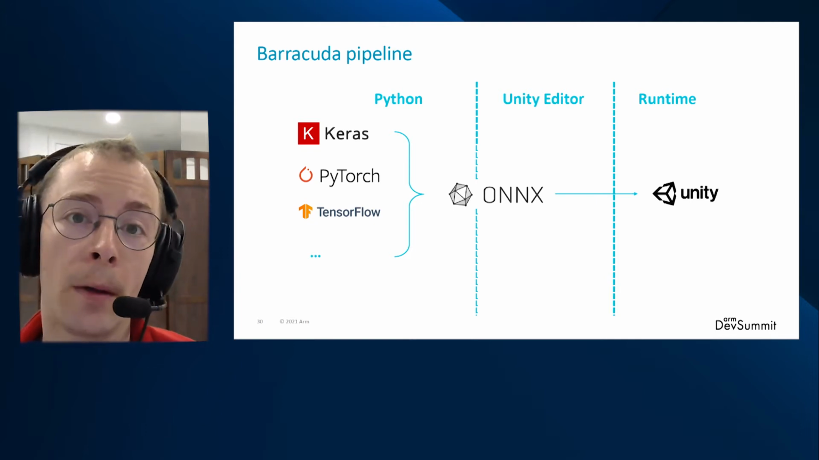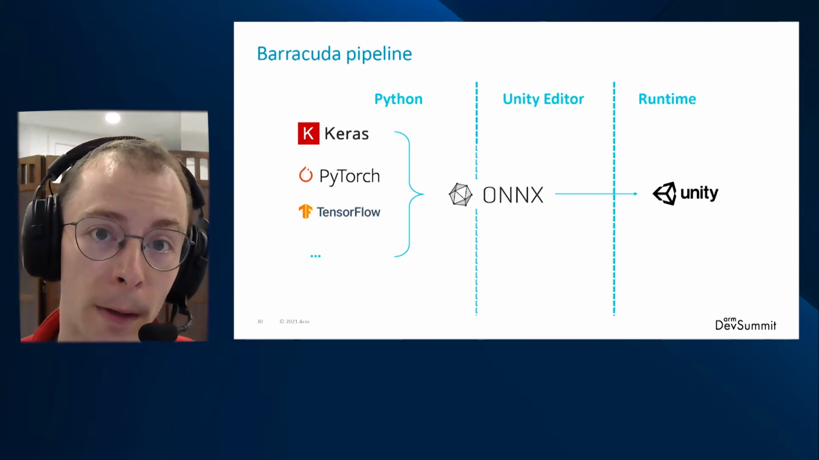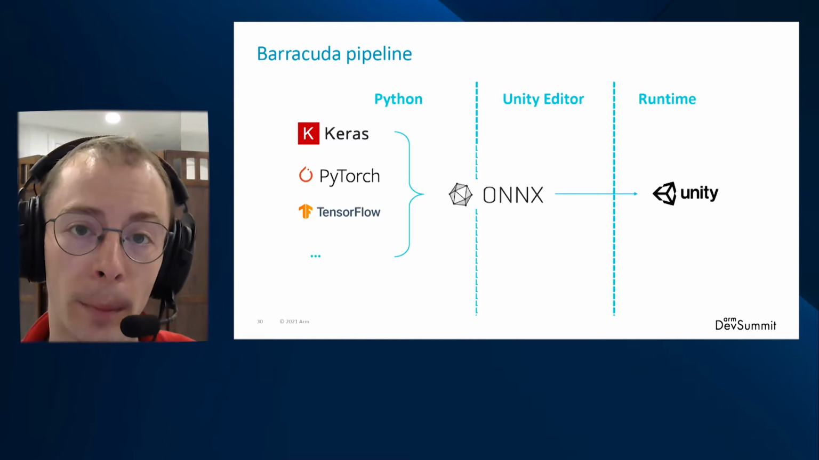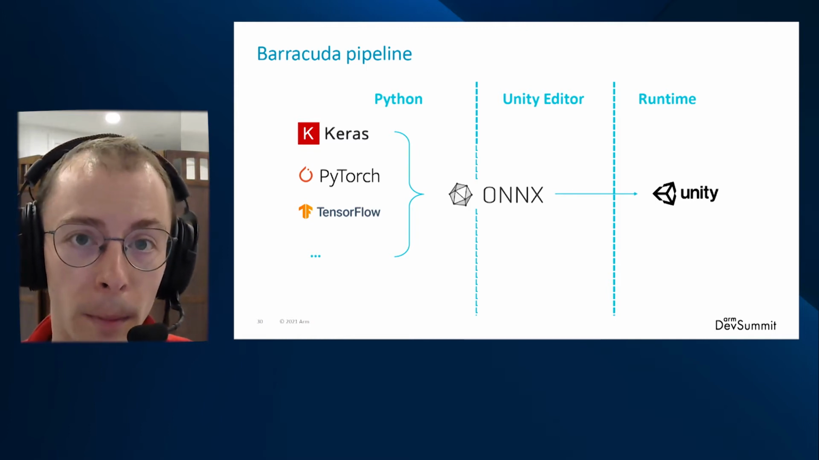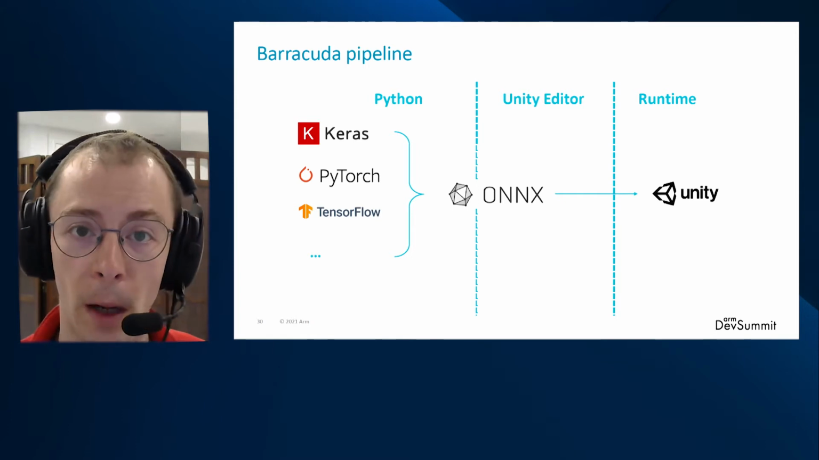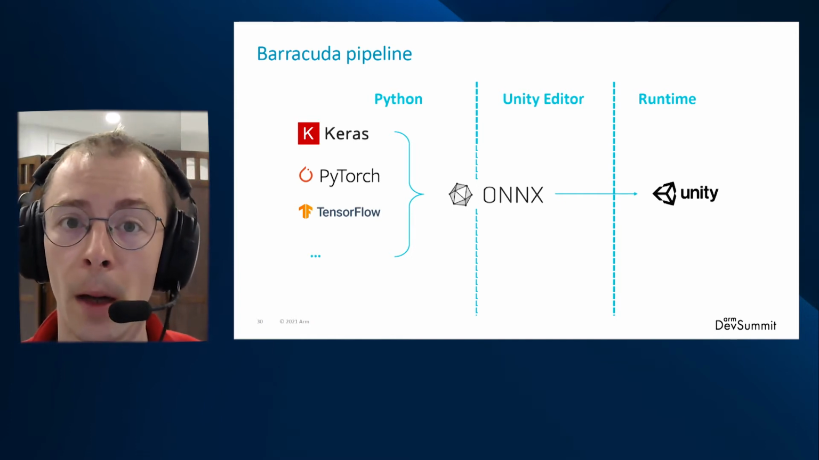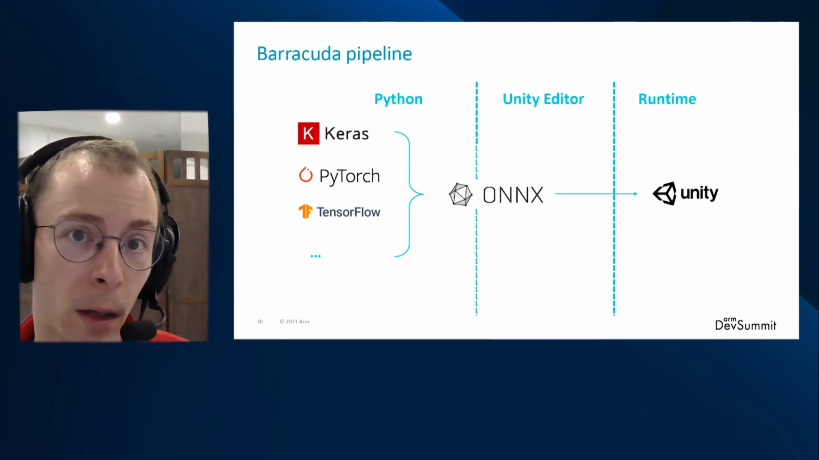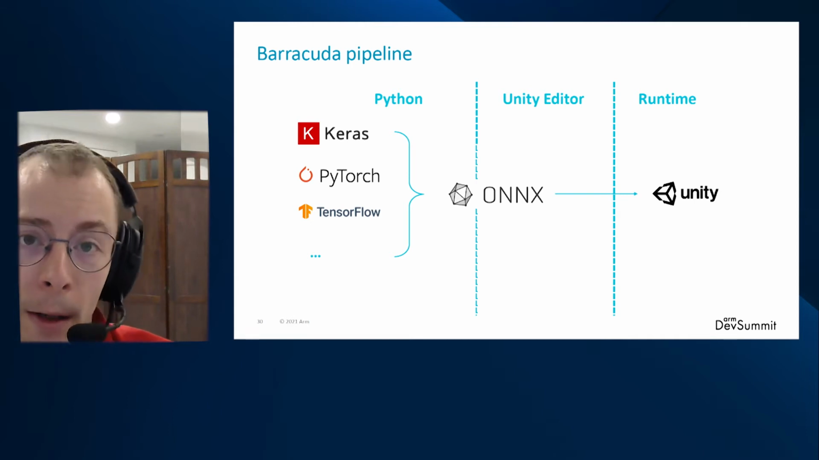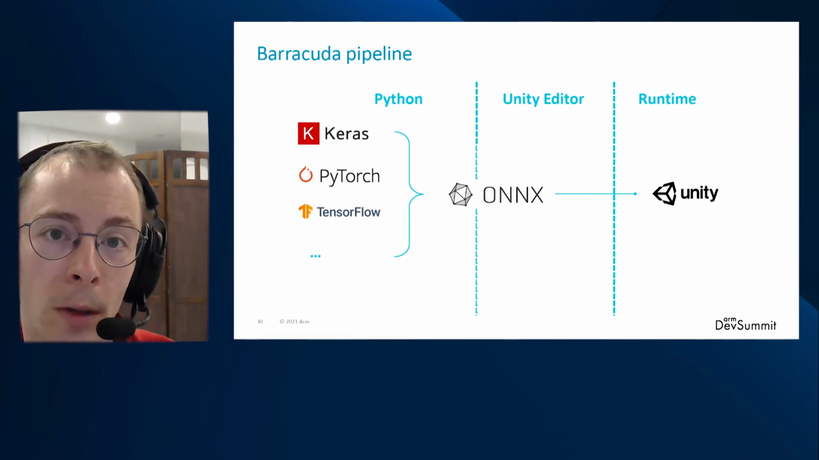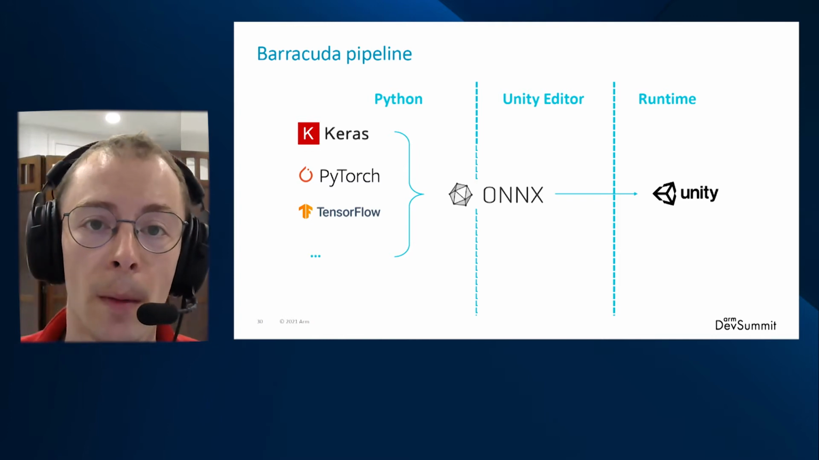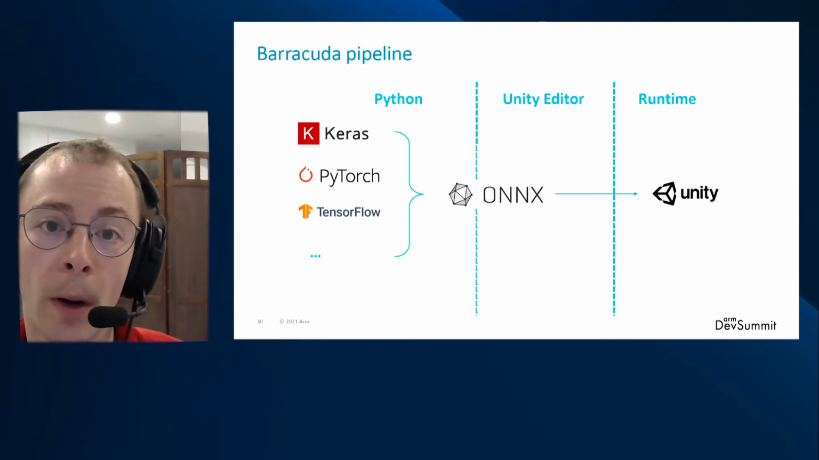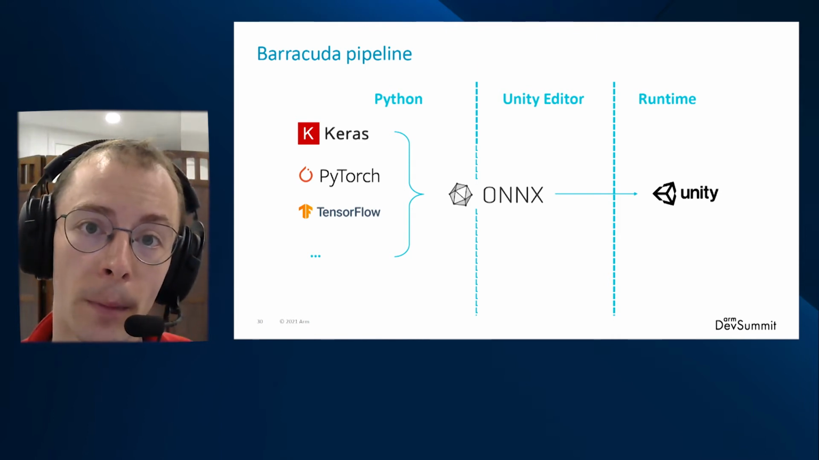So now that we saw that neural networks are very powerful in a real-time context, let's take a look at how we actually achieve it. Here I'm showcasing the Barracuda pipeline. The user sits in Python and does their training with their favorite ML API, be it TensorFlow, PyTorch, or Keras. Once they're satisfied with their training, they can export their model to ONNX, an open source representation of the trained model. Then they can drag and drop that model directly into the Unity editor, where we will import it. And then they can use the Barracuda API to schedule that model in real time.